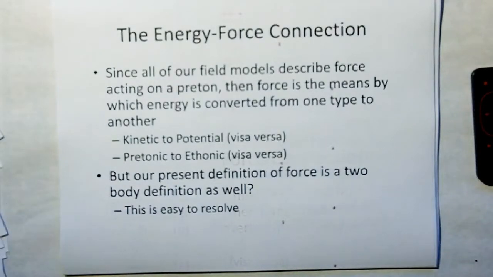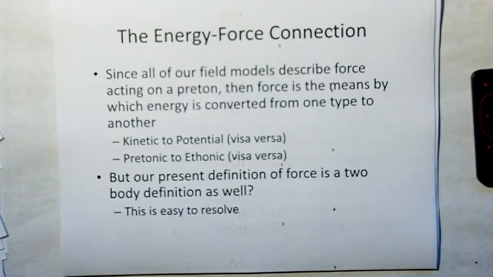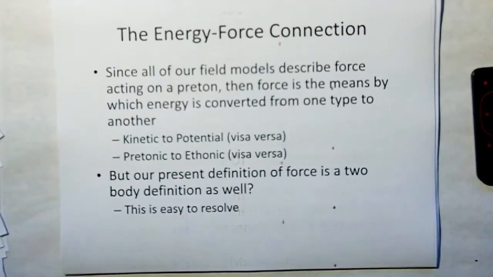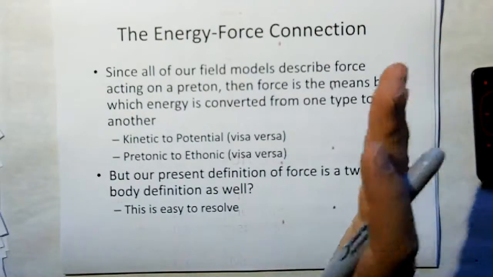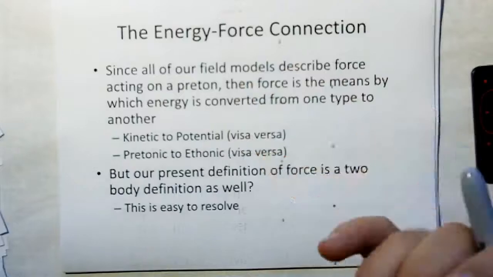And since all of our field models describe force acting on a proton, then force is the means by which energy is converted from one type to the other. Now, you might be confused. You say, wait a minute, you just said you didn't need force anymore. Well, yeah, but the new definition of force alleviates that problem with inertia as well. And so by getting rid of Km, we have fixed all the problems, all the obscuration caused by inertia.